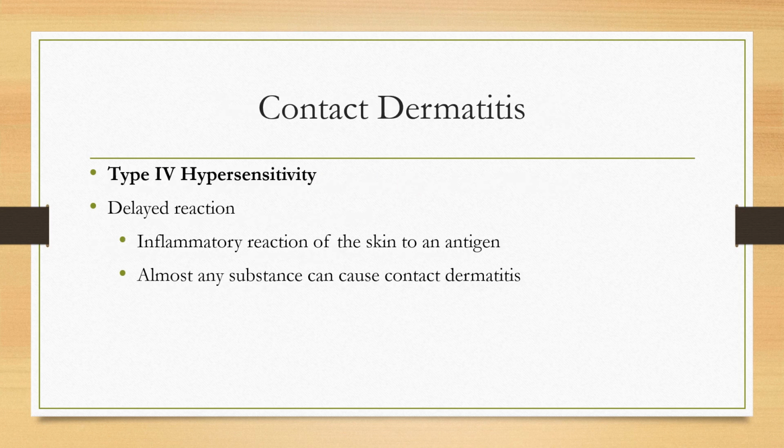So, contact dermatitis. Contact dermatitis is a type 4 hypersensitivity disorder, and there is a delayed reaction with a type 4 hypersensitivity disorder. So, there will be an inflammatory reaction to the skin to an antigen. So, we either touch something, come in contact with something, rub up against something, and then it might take a bit of time, and then we're going to get home and we're going to realize, oh my gosh, I have a rash. And almost any substance can cause contact dermatitis.